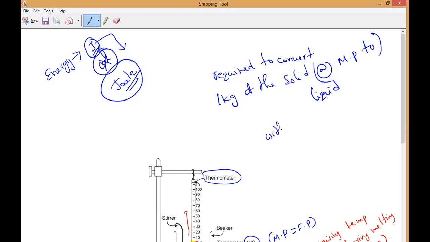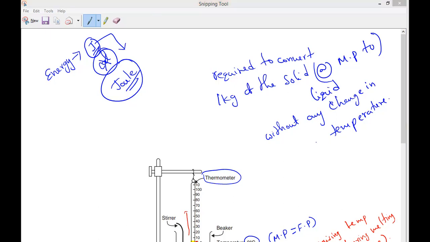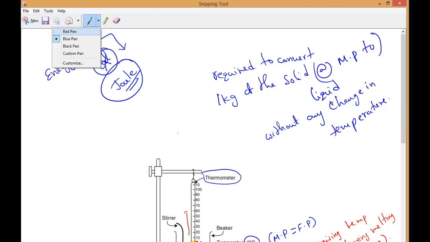Yes or no? Without any change in temperature is called what? Latent heat of fusion, or latent heat of melting. Arun Kailash, please try to communicate and answer my questions. So this is what we can call latent heat of fusion. Whatever heat energy is required to melt how much substance, guys? Only 1 kg of substance. So that is what we call latent heat of fusion.